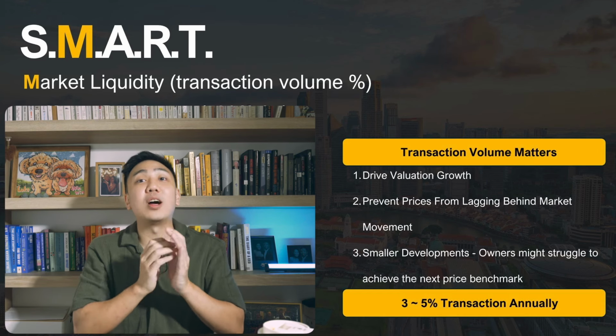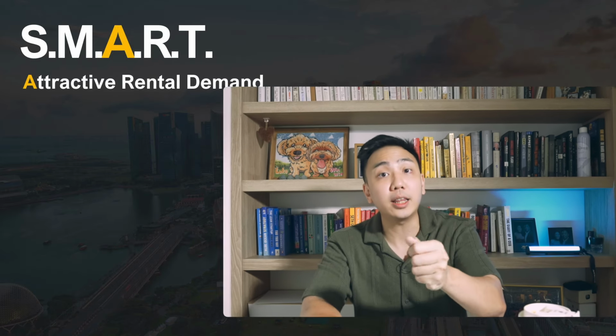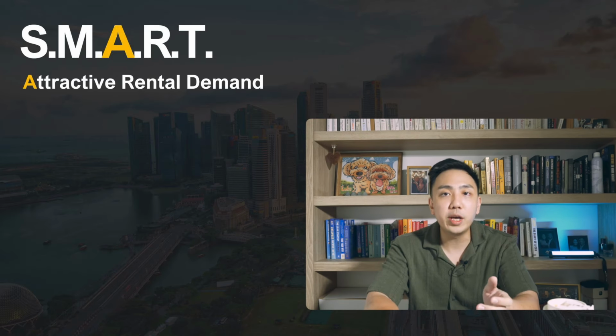So now you see why transaction volume is very important. Okay, moving on to the third point, which is attractive rental demand. It works the same way as transaction market liquidity, transaction volume.